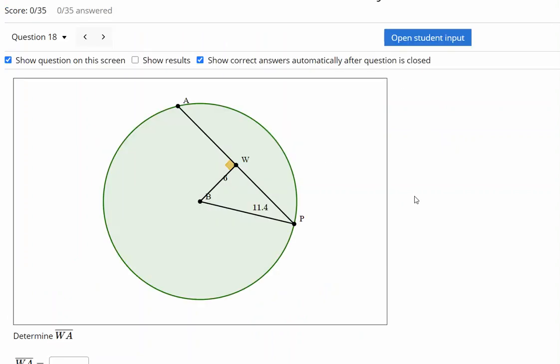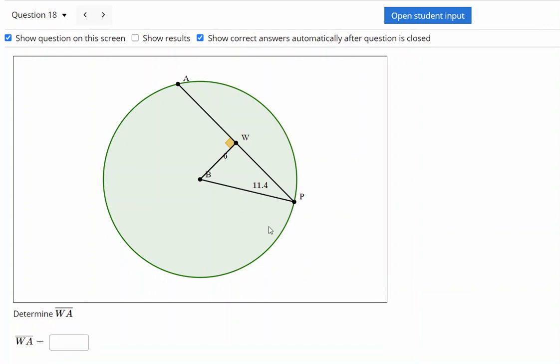All right. Next one here. So it says, oh, that's a 6 there, by the way, if you can't see it. It says really nothing. You just get the picture of the circle, and it says determine line WA. So I'll open this up. So see what you guys think.